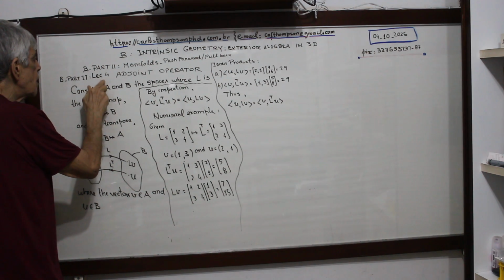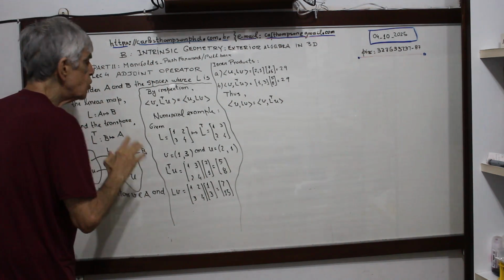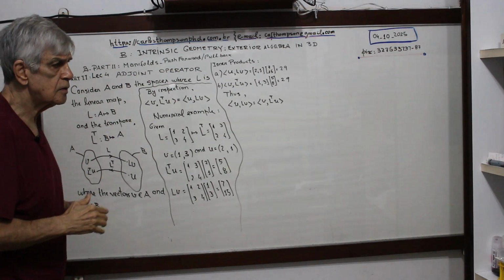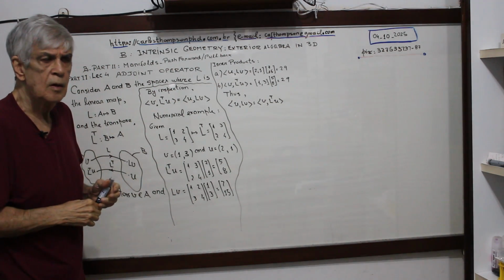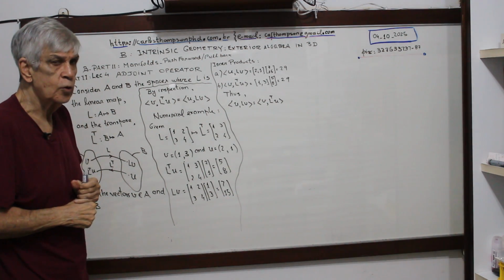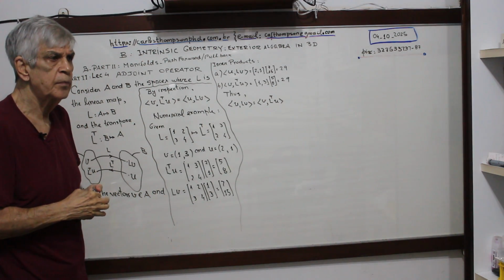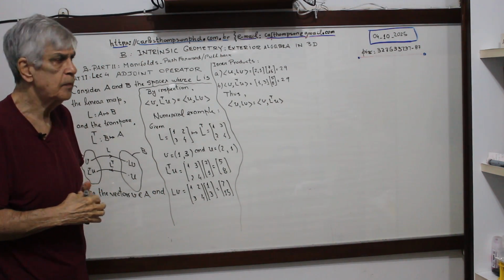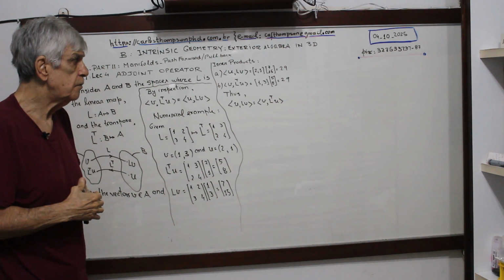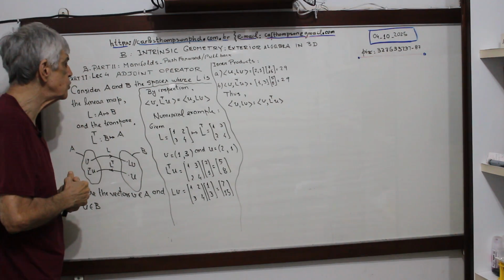B part 2, lecture 4, adjoint operator. You see, the adjoint operator is fundamental in this case to map a vector from one manifold to another manifold. That's a very, very crucial tool for this operation.